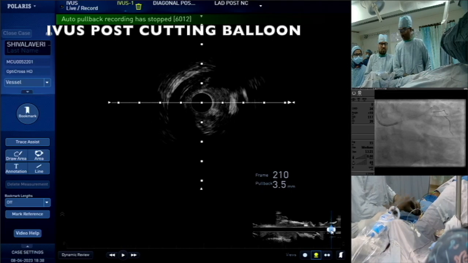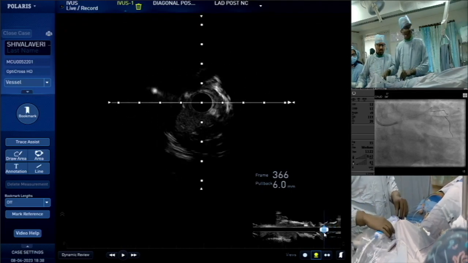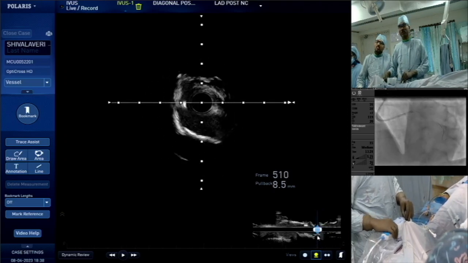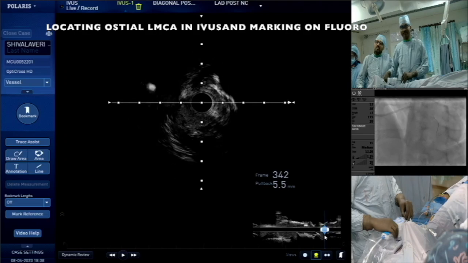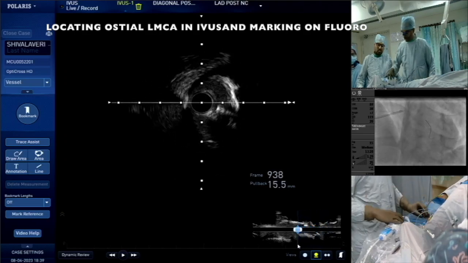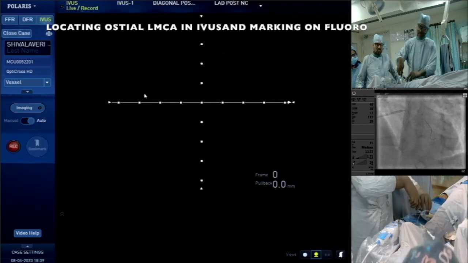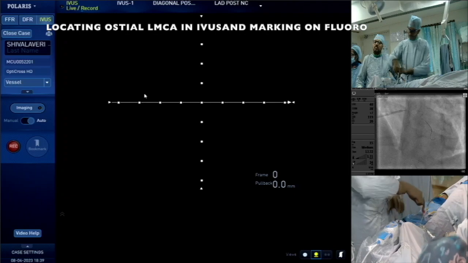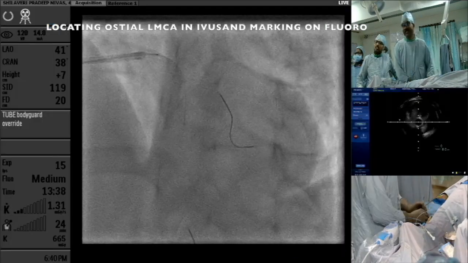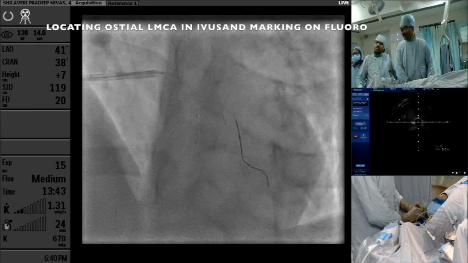All right, go to yellow cranial, please. Take it. Yeah. So locating ostial LM. This is something which is very easy with IVUS. Live IVUS, please. Give me live IVUS, live, and then you show them whatever they want. Okay. Basically, force it straight. Okay, good. Inject.